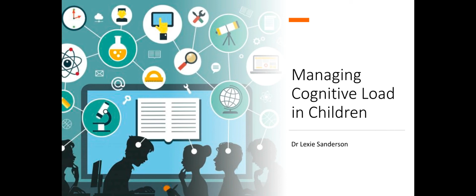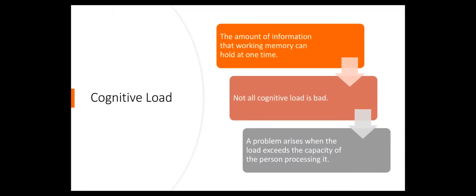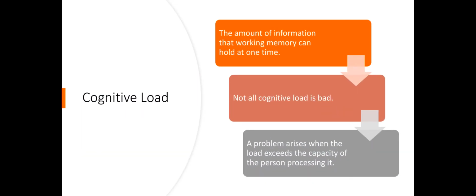Okay, hi everyone, and today we're just going to do a really quick video on managing cognitive load in children. Now, cognitive load is the amount of information that working memory can hold at one time. Cognitive being the way in which we think about things, and load being the amount of information. Now, not all cognitive load is bad. Some cognitive load is required for us to learn in the first place.